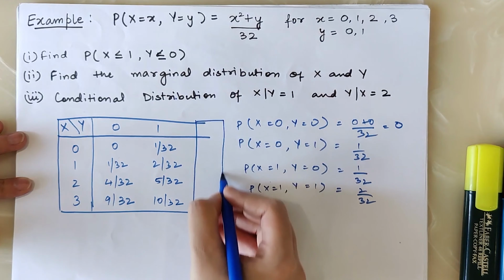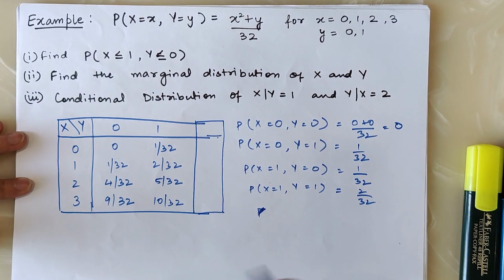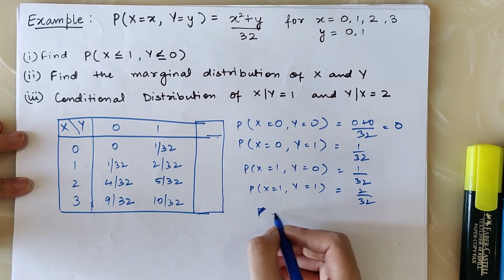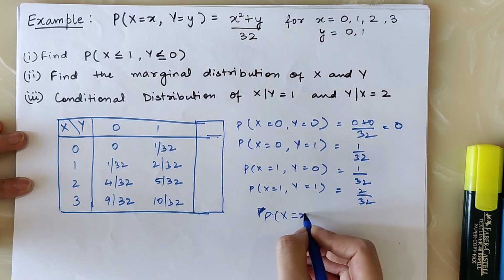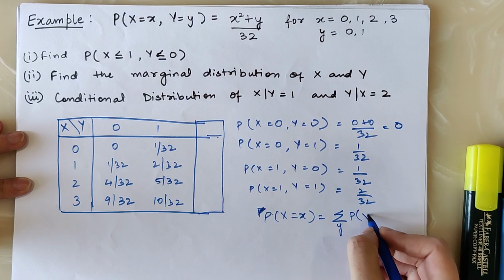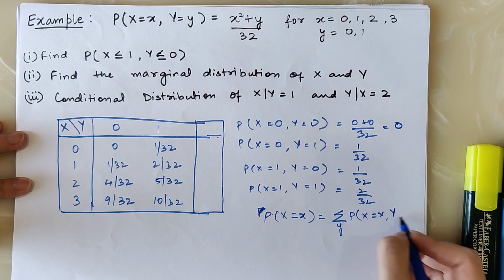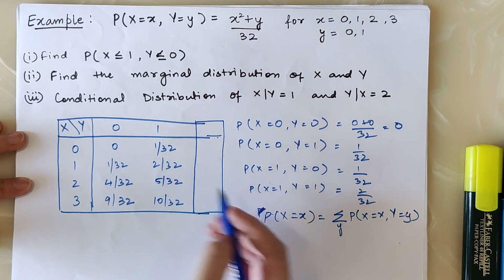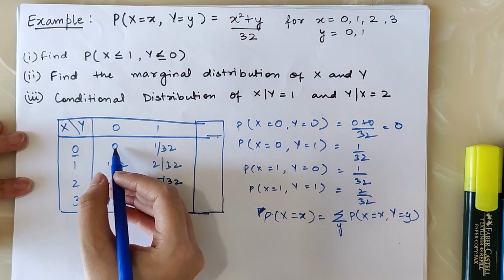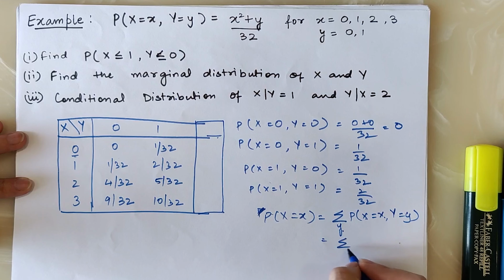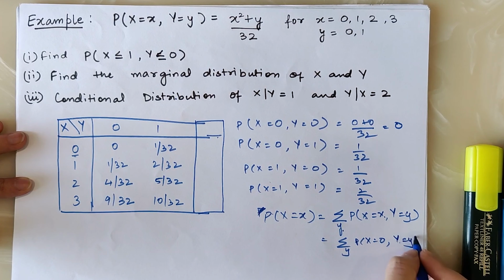Now if we calculate the marginal distribution, what is the formula for calculating the marginal distribution of x? That is basically probability x equal to x is equal to the summation over y of probability x equal to x, y equal to y. So in this case we have probability x equal to 0 is equal to the summation over y of probability x equal to 0, y equal to y.